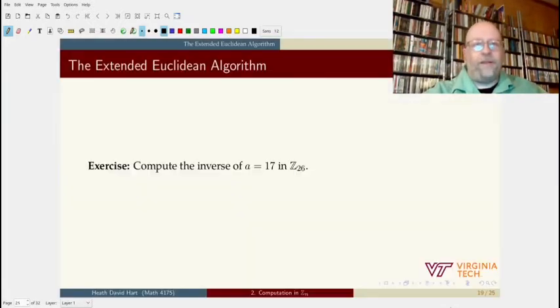So that's the extended Euclidean algorithm. Let's do one more example. Let's compute the inverse of 17 in Z mod 26.